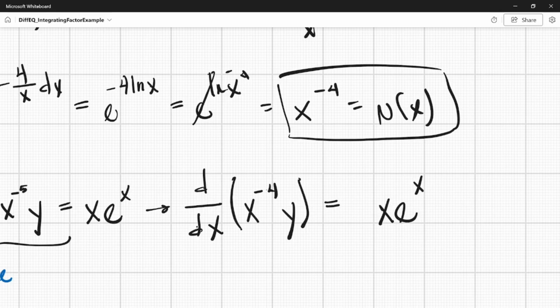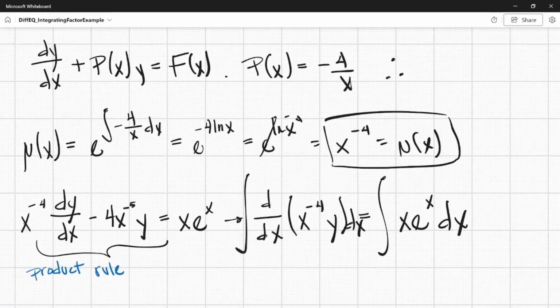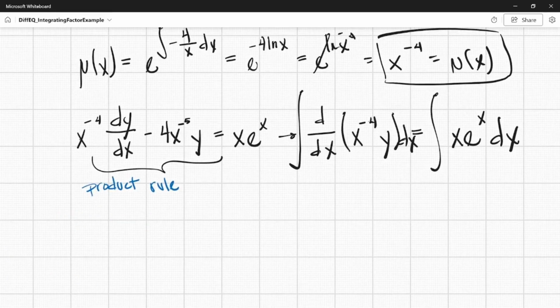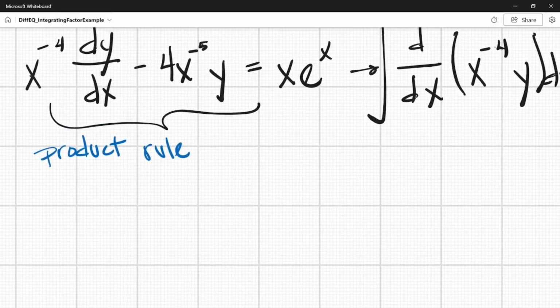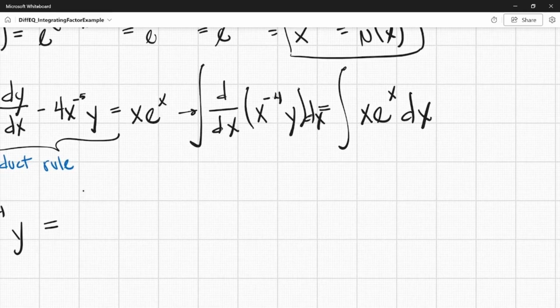How do we get rid of this derivative operator? Well, we can just integrate both sides of this with respect to x. And on the left-hand side, the integral operator cancels the derivative operator, and you're just left with simply the product of the two functions, and then you have this integral.